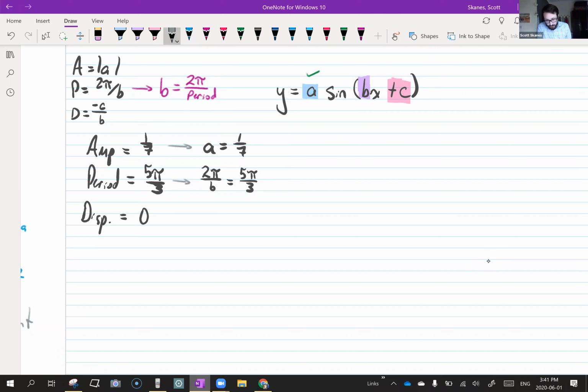So if this is true, B would be 2 pi divided by 5 pi over 3. So that's a bit of an awkward one. I'm going to rearrange it, show you what I did yesterday. 2 pi divided by, sorry, there's a pop-up on my computer here. Divided by 5 pi over 3.